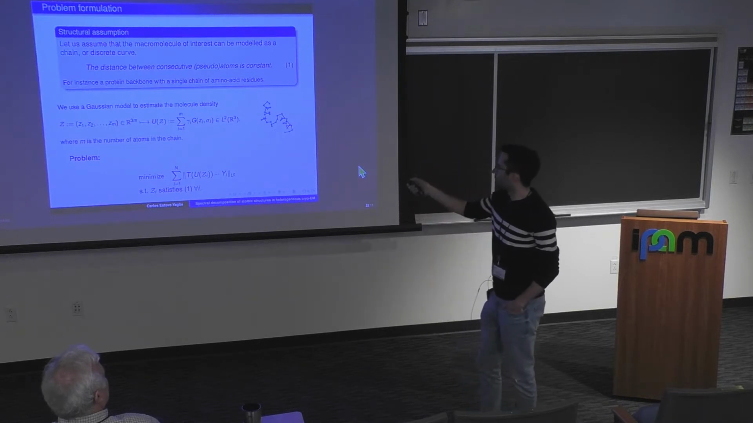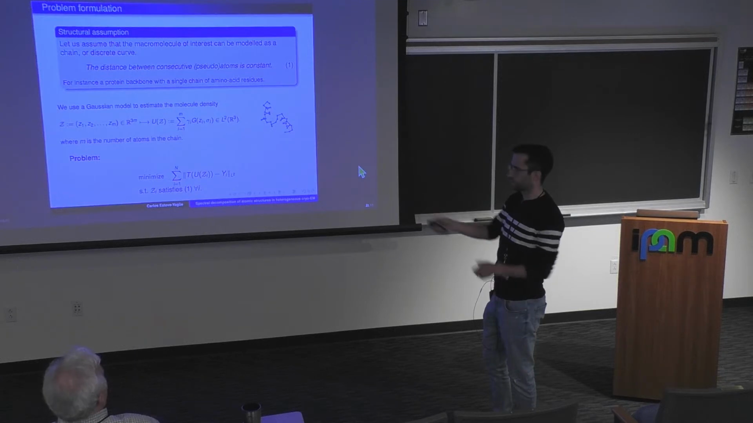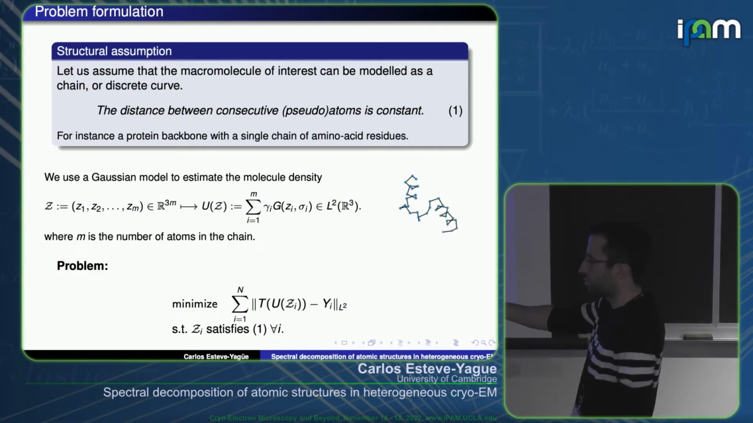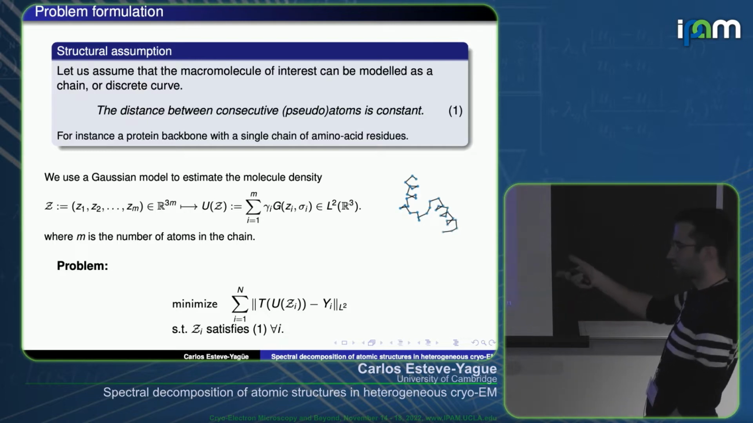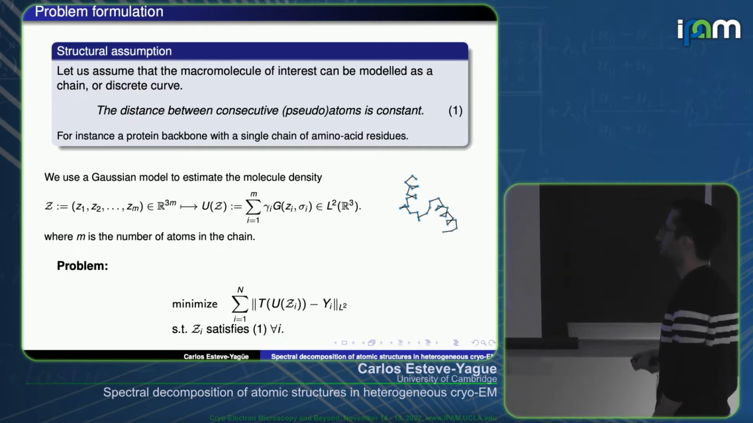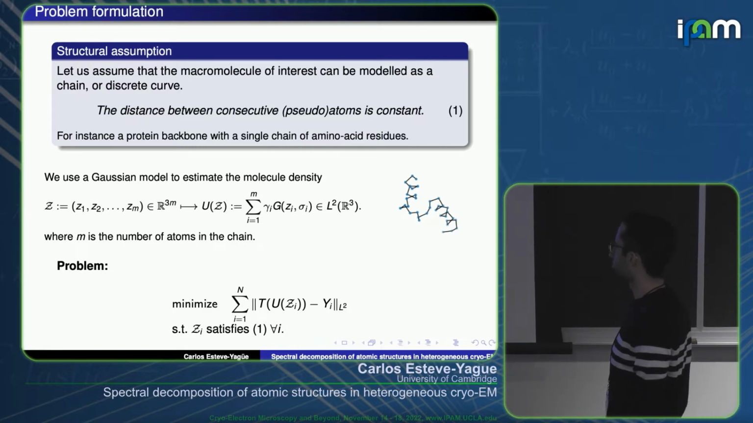So every amino acid residue has an associated density, which depends on the number of atoms, and you approximate this density by a Gaussian, which has some width and some weight. This is known by the chemical composition of the protein. Okay, but so we have this problem.